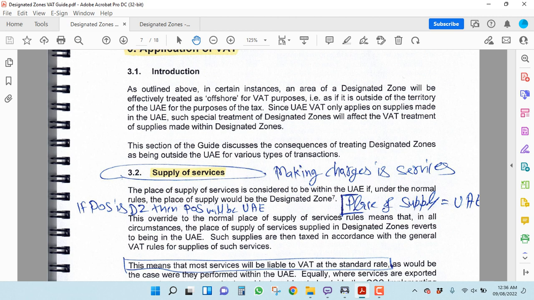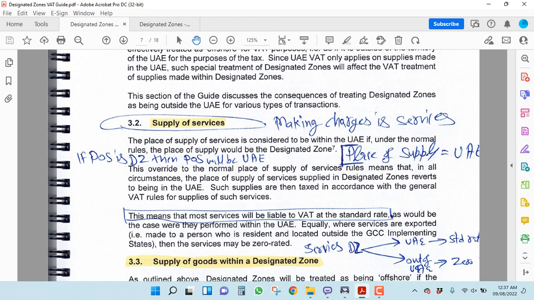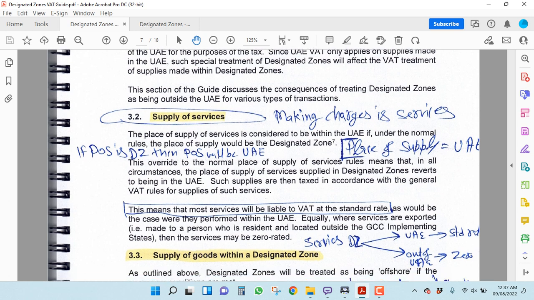This section of the guide discusses the consequences of treating DZ as being outside the UAE for various types of transactions. Now, for the supply of services, the place of supply will be the UAE, so VAT will be charged. The place of supply of services is considered to be within the UAE even if, under the normal rules, the place of supply should be the designated zone. This overrides the normal provisions of the supply of services rules: in all circumstances the place of supply of services supplied in a DZ reverts to the UAE.